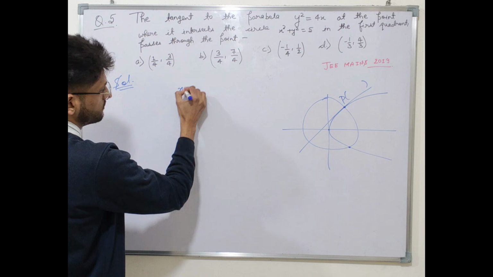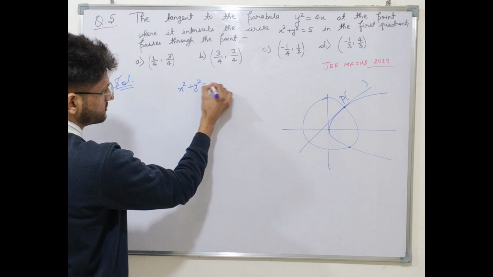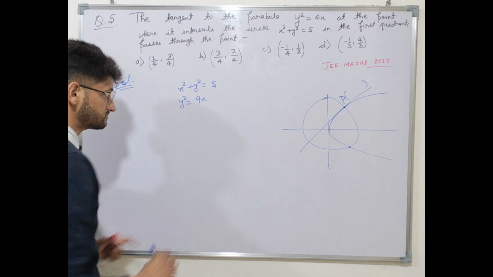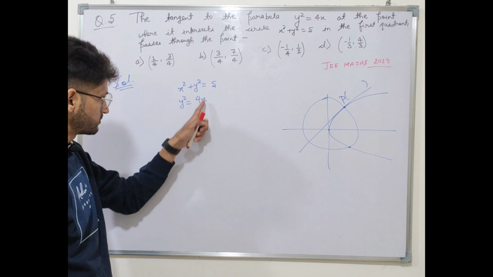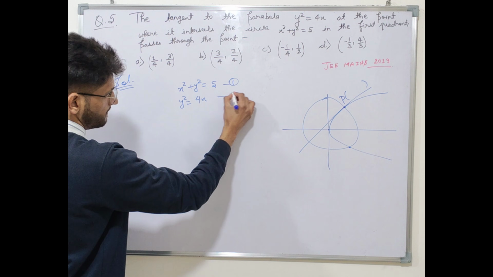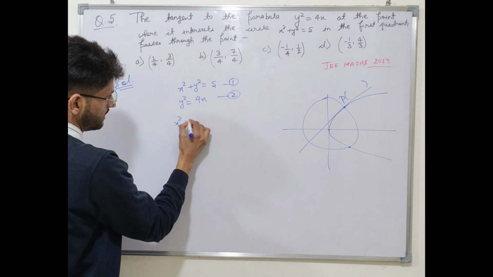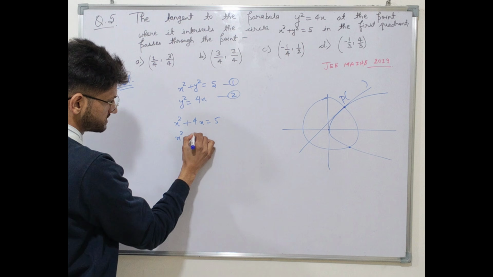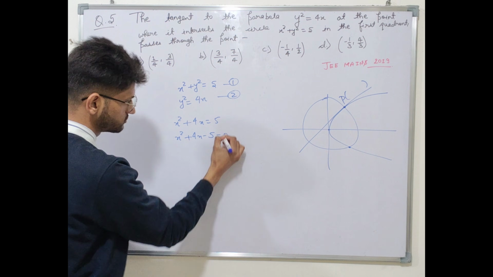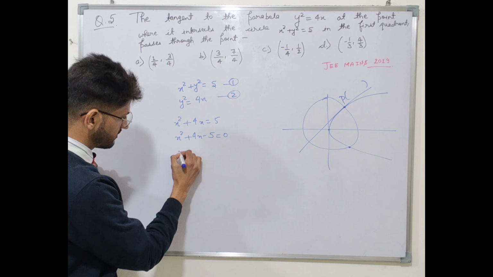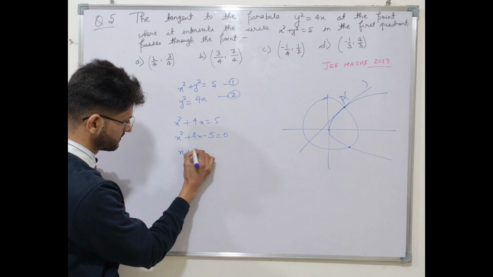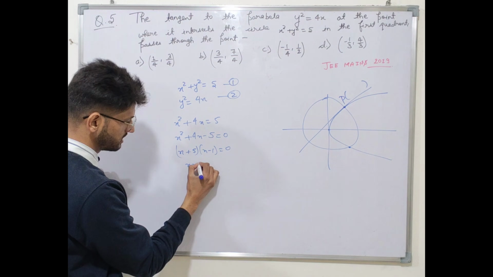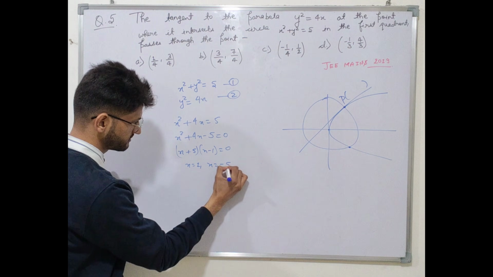We have the equation of the circle as x square plus y square equals 5, and the parabola equation as y square equals 4x. We can substitute y square equals 4x in equation number 1. So we obtain x square plus 4x equals 5. Rearranging, x square plus 4x minus 5 equals 0. From here we can make two factors, (x plus 5)(x minus 1) equals 0. So two roots: x equals 1 or x equals minus 5.